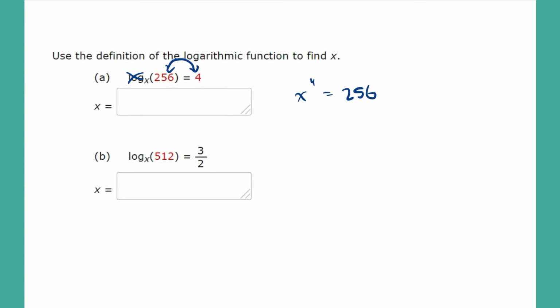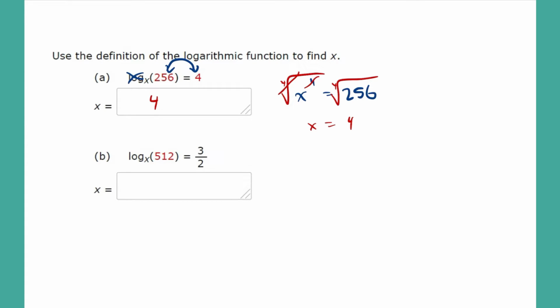In order to solve for x, you have to take the fourth root of both sides. That'll cancel that out. So x is going to equal the fourth root of 256, which is 4. You can verify that. 4 to the fourth power should equal 256.